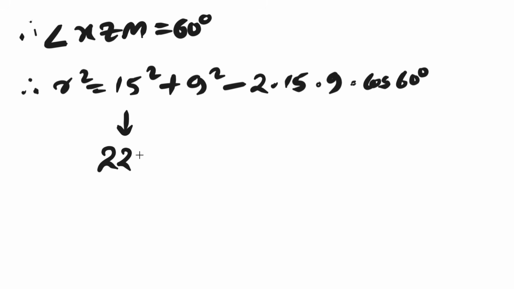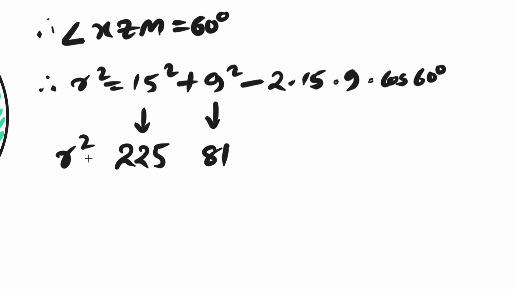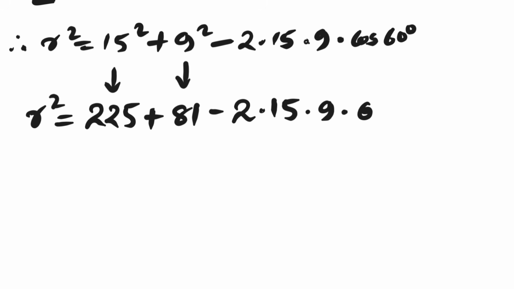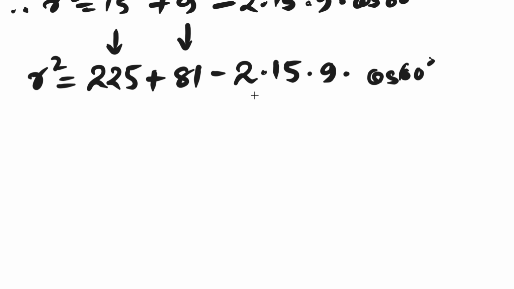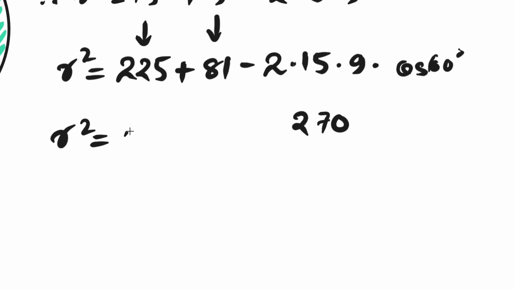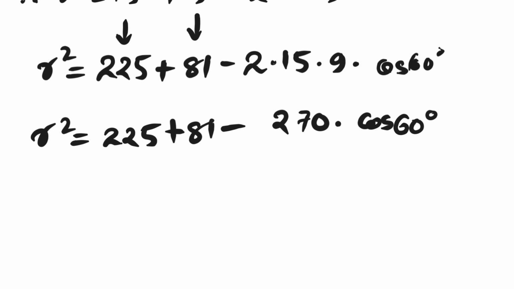15 squared is 225 and 9 squared is 81. So we get r squared equals 225 plus 81 minus 2 multiplied by 15 multiplied by 9 multiplied by the cosine of 60 degrees. Next, 2 multiplied by 15 gives 30, and 30 multiplied by 9 gives 270. Therefore, r squared equals 225 plus 81 minus 270 multiplied by the cosine of 60 degrees.